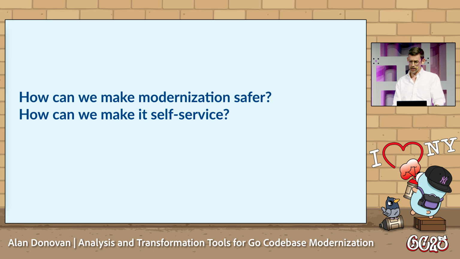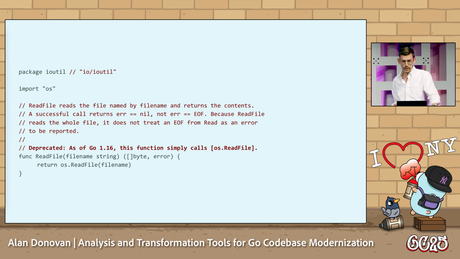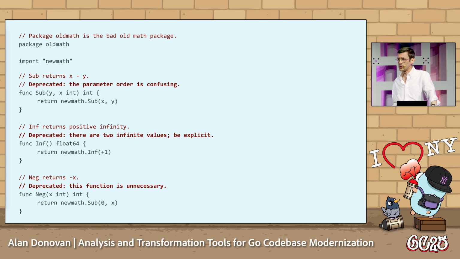I'm going to spend the remaining time of this talk discussing a different approach to modernizing that's inherently safer and is self-service. So let's recall our read file example from earlier. Notice that we keep the old function around, but its implementation just calls the new function. In effect, we're trying to have 2 names for the same function, and we express this as a wrapper function. There are many variations on this theme.